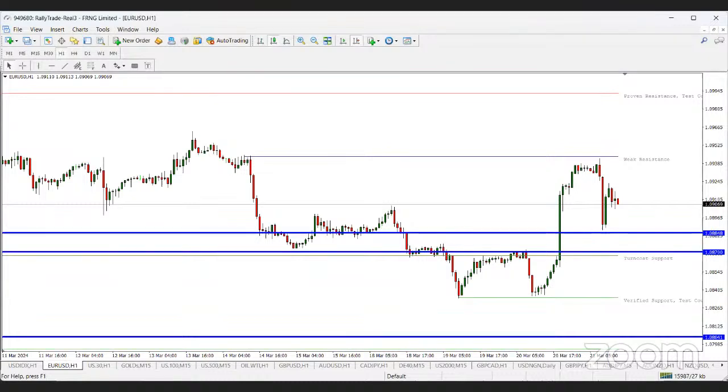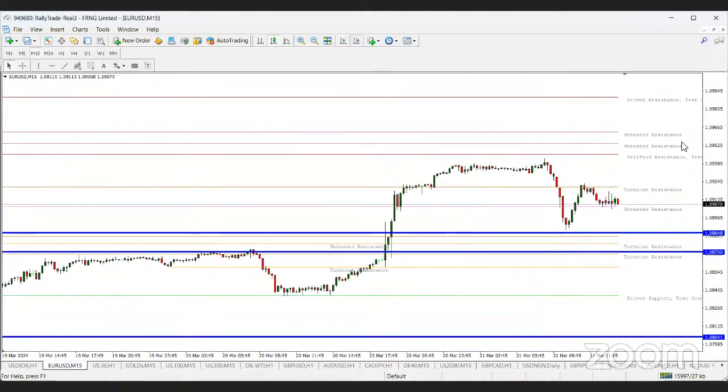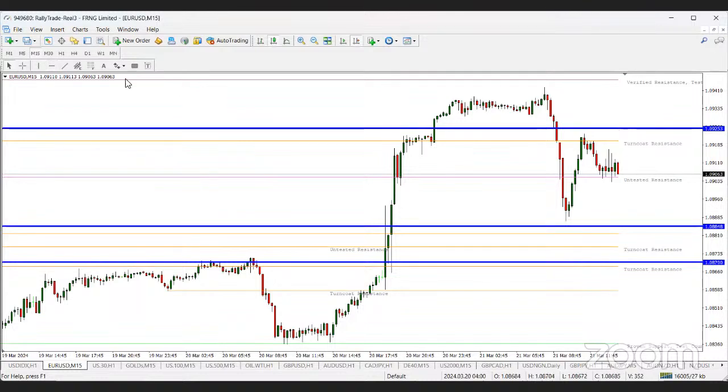Okay, so that's 1.08840. I should look out for a sell from that place. Also, let's look at Euro USD on 15 minutes. It had this deep retracement. And so it's a matter of this point here. If price trades below this point, we can expect that sell. If price trades above this point, we can expect that it is returning back to the upside.